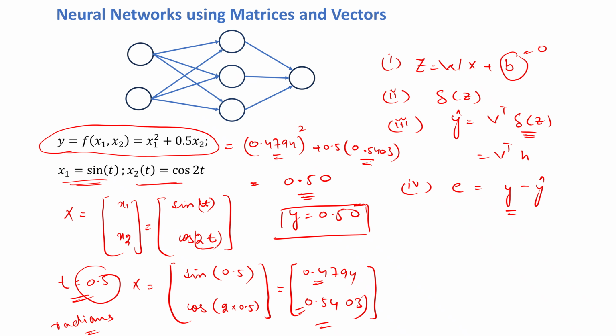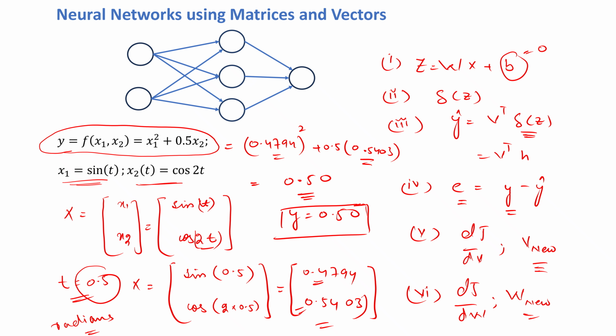I will perform 2 iterations, by the way, to see how this error changes. Once we obtain e, after that we have to find dJ by dv, which results in v nu, and after that dJ by dw, which gives us w nu. Once we obtain these values, v and w, we will use these in the first step. Sorry, this will be w nu, and this v nu is used in this third step. So it will be updated after each iteration.